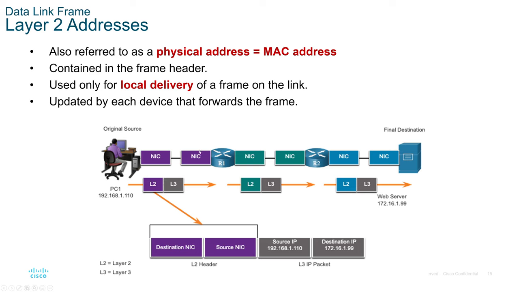Filtering frames. As a switch receives frames from different devices, it is able to populate its MAC address table by examining the source MAC address of every frame. When the MAC address table of the switch contains the destination MAC address, it is able to filter the frame and forward it out a single port. When a device has an IP address that is on a remote network, the Ethernet frame cannot be sent directly to the destination device. Instead, the Ethernet frame is sent to the MAC address of the default gateway or the router. So that's another important concept.